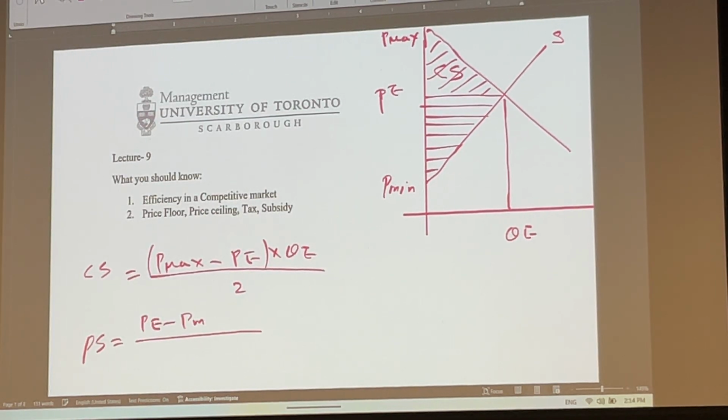Equilibrium minus the minimum, multiplied by the equilibrium divided by 2.